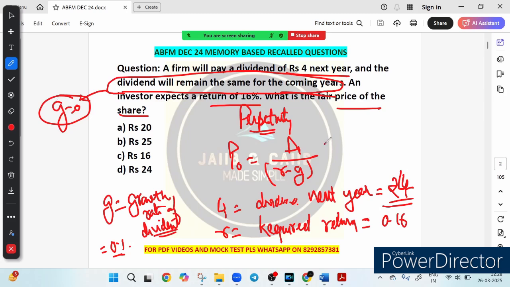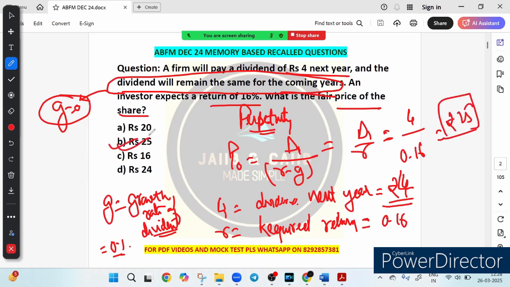So our formula becomes D1 / R. Now you just substitute the values. D1 is the dividend in the next year, which is nothing but ₹4. And R is 0.16. So if you do the calculation, the answer will be ₹25. So the correct answer is option B, that is ₹25.